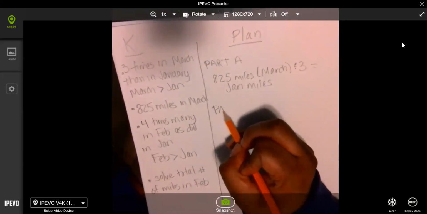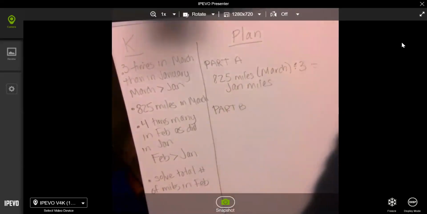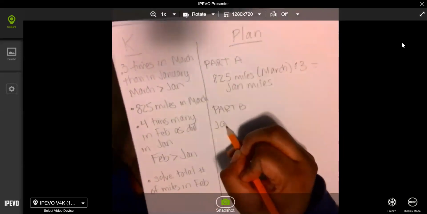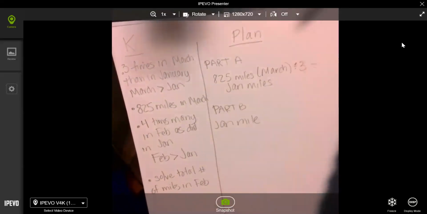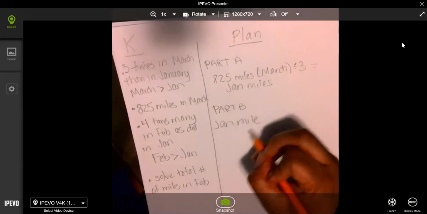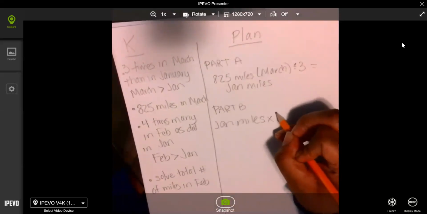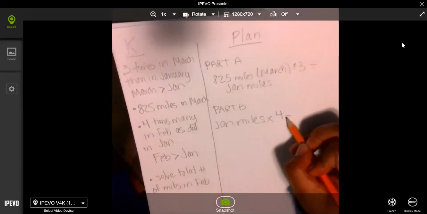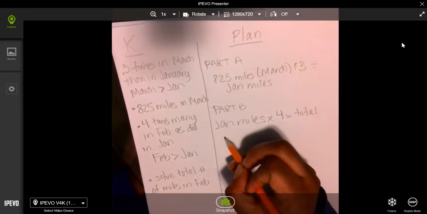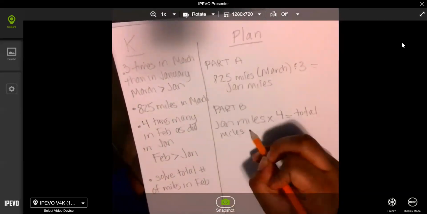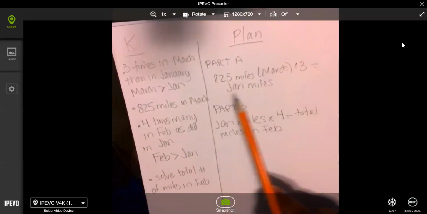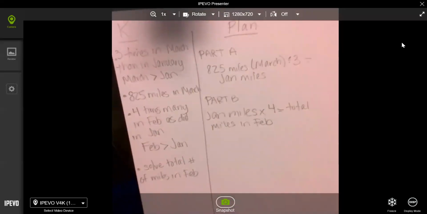So I'm going to label that as part B. Part B is January miles times 4. This is going back to what I know, the 4 times, equals the total miles in February. Now, good Rocketeers, we know that I had to label for each month to make sure they're represented. Now, we're going to move on to our next step.